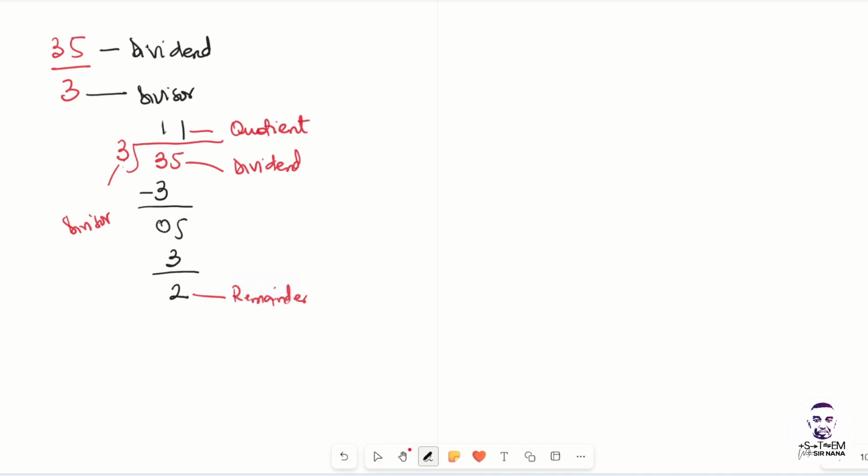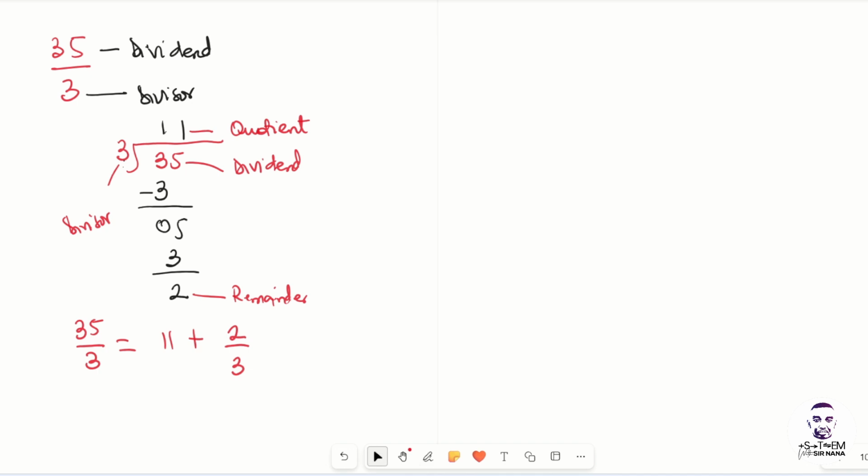So look at something. When we have 35 all over 3, we can express it as first the quotient 11 plus the remainder 2 all over 3. When we perform the addition of this, we know that we can multiply 3 by 11, which is 33, plus 2 will give us 35 over 3.